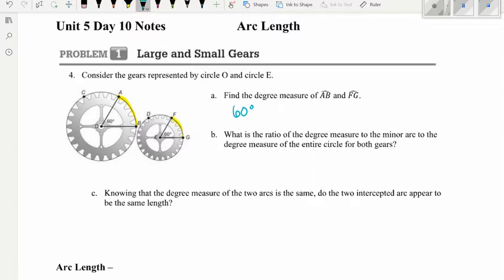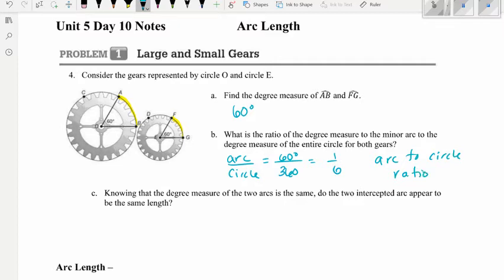So then the next question says, what is the ratio of the degree measure of the minor arc to the degree measure of the entire circle for both gears? So we are thinking about the arc divided by the circle. So that would be 60 degrees over 360, which gives us 1/6. So this is the arc to circle ratio.